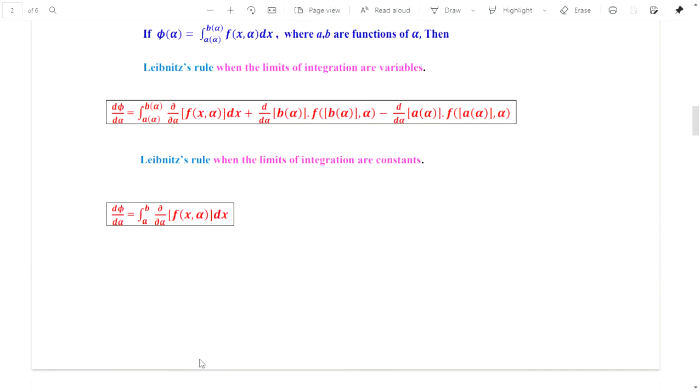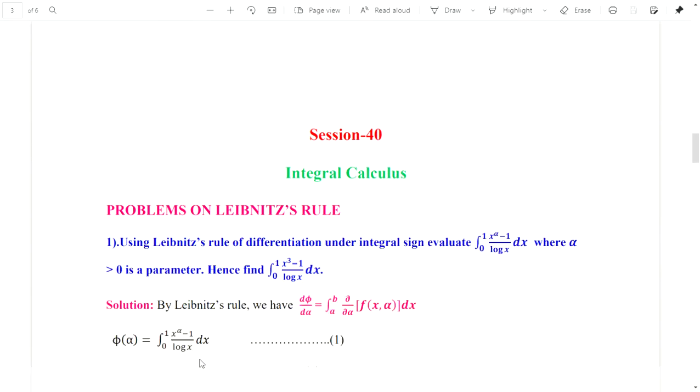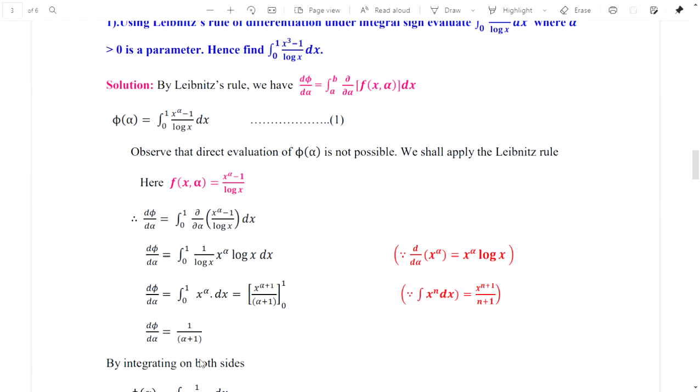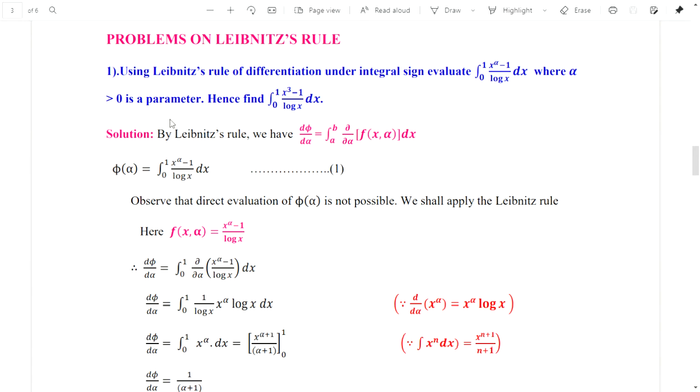Now let us discuss the problems. This is section 40, integral calculus, problems on Leibniz rule. The first problem is like this. Using Leibniz rule of differentiation under integral sign, evaluate integral of 0 to 1 x to the power alpha minus 1 by log x into dx, where alpha greater than 0 is a parameter. Hence find integral of 0 to 1 x cube minus 1 by log x into dx.